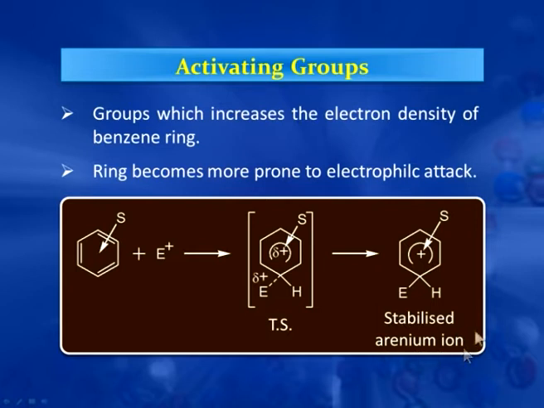So, if this S is an electron donating group, it decreases this positive charge. That means it stabilizes this arenium ion, and that is why, due to this stability of the arenium ion, the activation energy decreases and the rate of reaction increases.